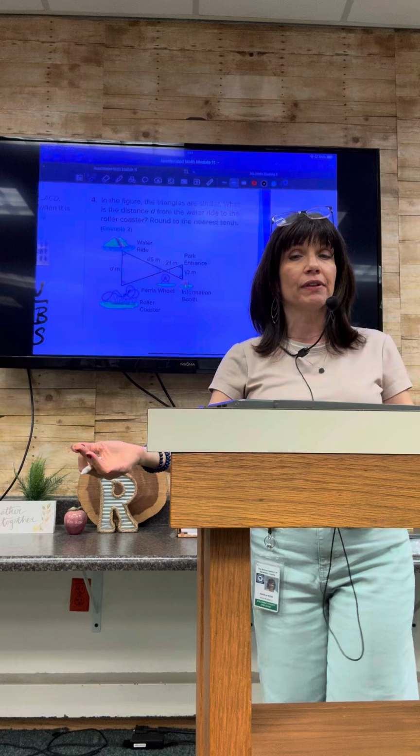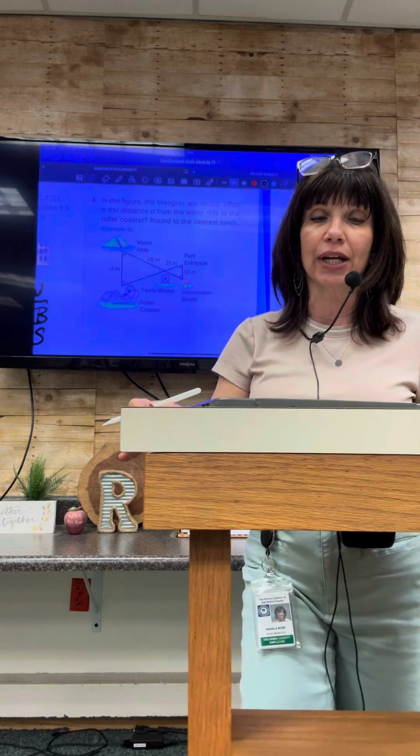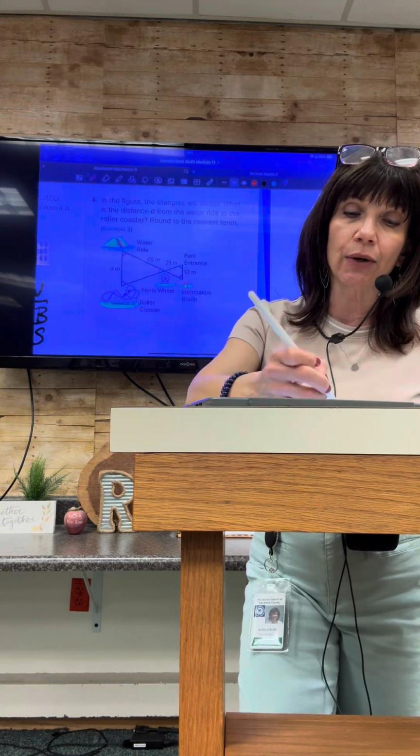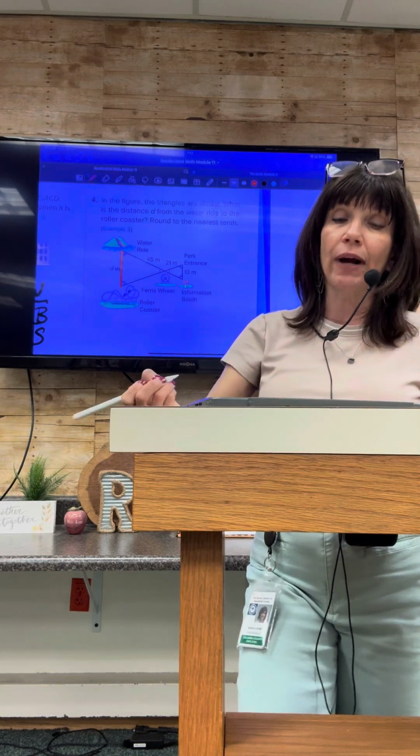Okay, I want to give you a heads up on something dealing with item number 4. In the figure, the triangles are similar. They go ahead and tell you that, even though you can tell by all of the angle markings. What is the distance D, where I am measuring right here with my red line, from the water ride to the roller coaster, round to the nearest tenth?